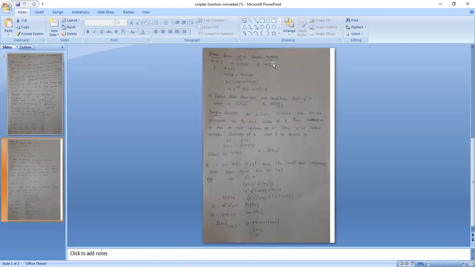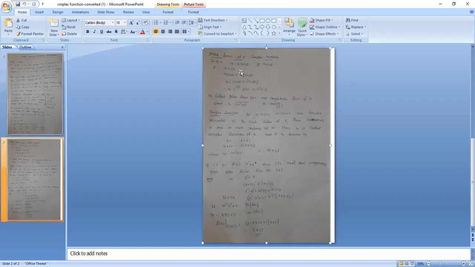Polar form of a complex number. So z equal to x plus iy is a complex number in Cartesian form. We can represent this complex number in polar coordinates also. We know the relation between Cartesian and polar, that is x equal to r cos theta, y equal to r sin theta. Substituting these two values in x plus iy, we have r cos theta plus ir sin theta. Taking r common, cos theta plus i sin theta.